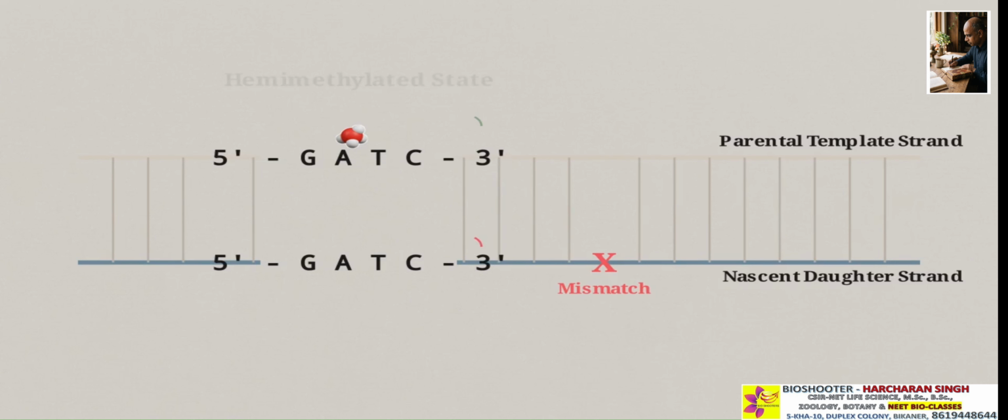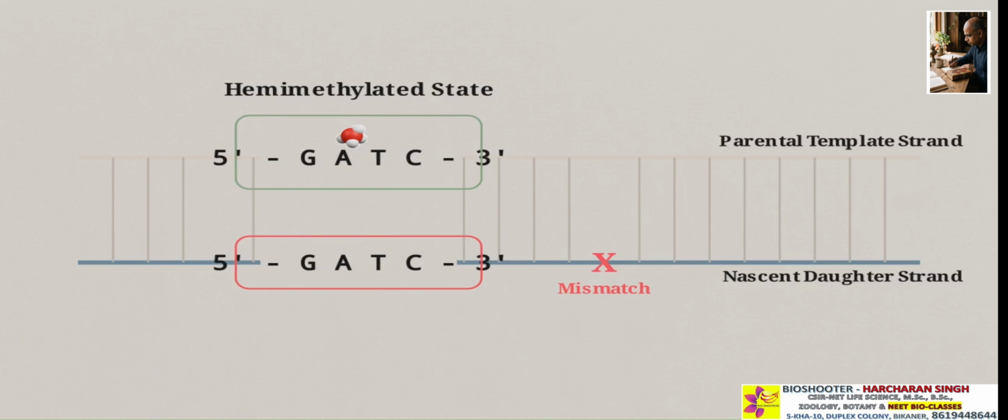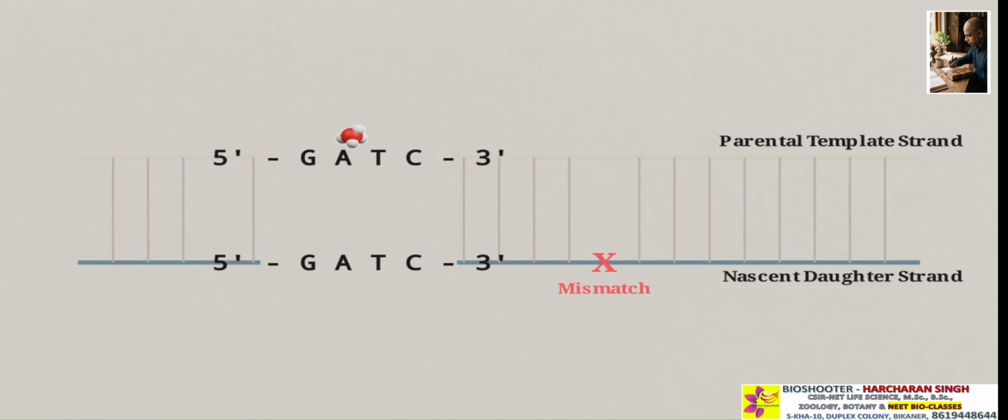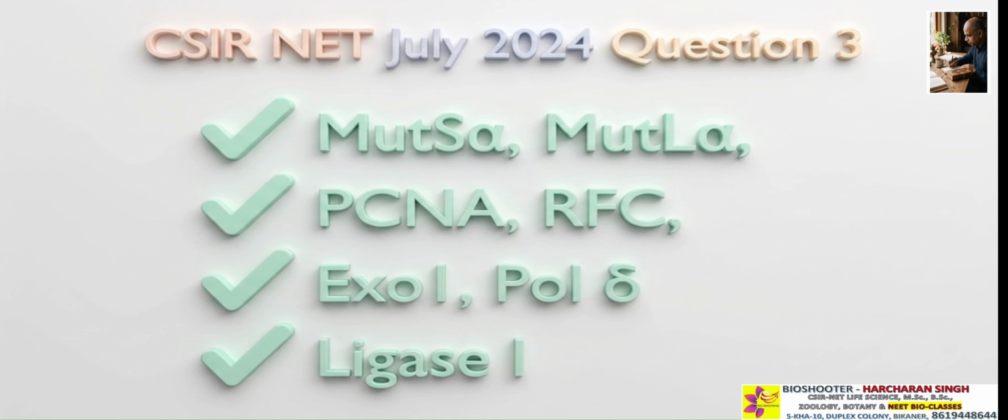DAM methylase applies a methyl group strictly to the adenine of a GATC sequence on the parental strand. Immediately post-replication, the nascent daughter strand lacks this modification. The repair machinery exploits this temporary state. The MutH endonuclease specifically binds and introduces a nick exclusively on the unmethylated strand, ensuring only the newly synthesized sequence is excised. Eukaryotes completely abandon methylation for this process.